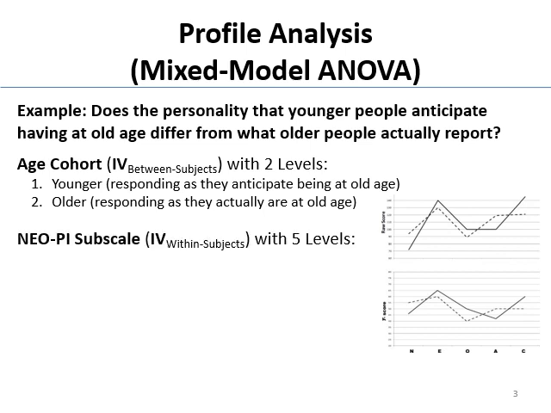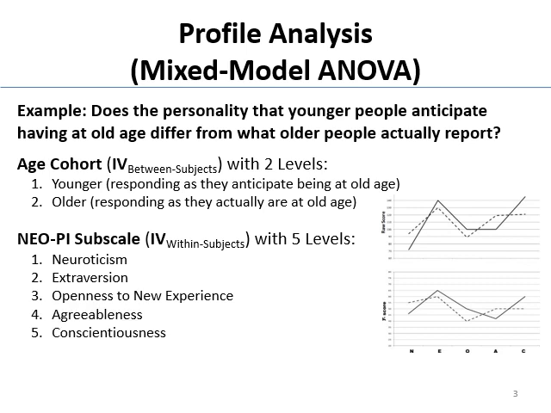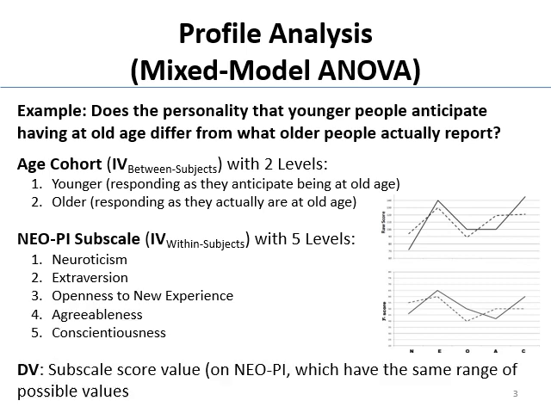NEO PI subscale is your within subjects independent variable. So between was age cohort, two levels; NEO PI is five levels. What are those five levels? Neuroticism, extroversion, openness to new experience, agreeableness, and conscientiousness. Your DV here is subscale score. So on the NEO PI, they all have the same range of possible values.